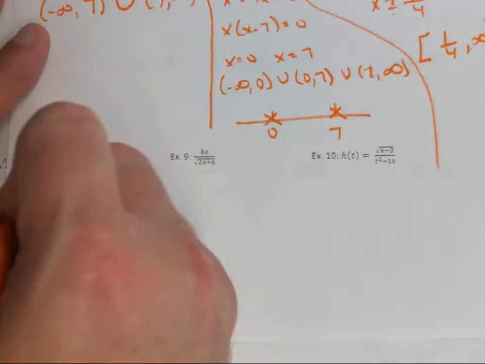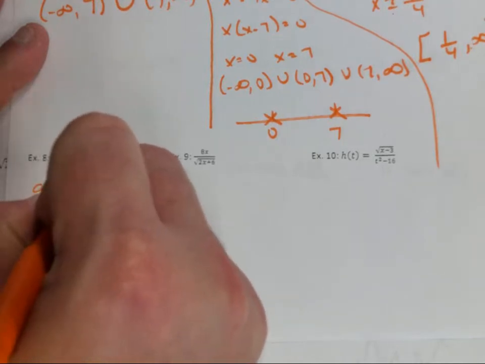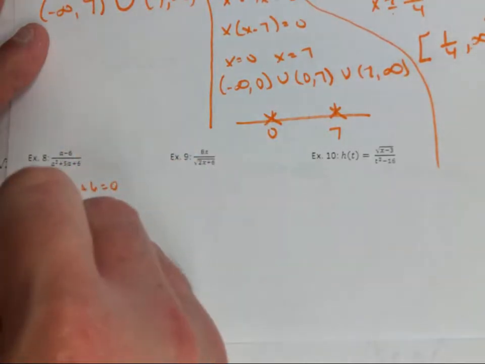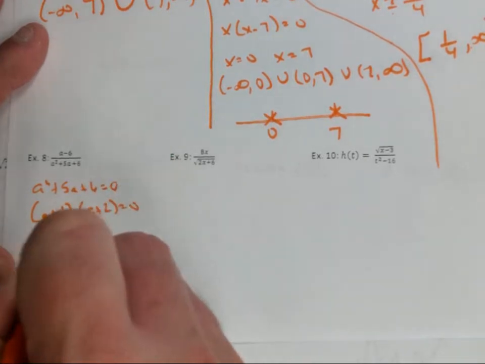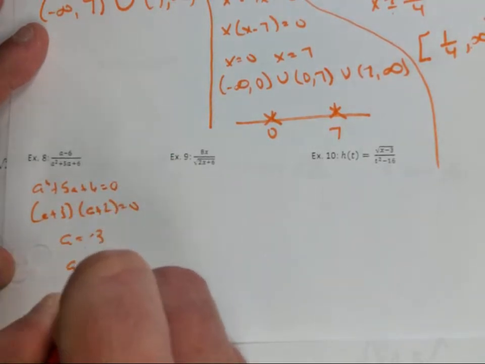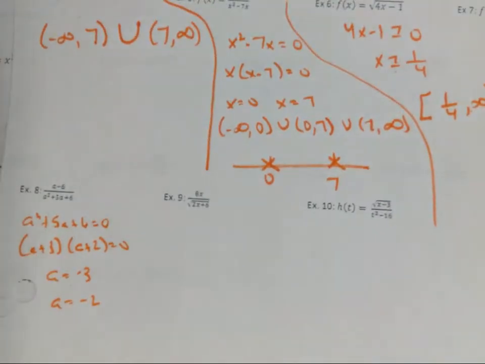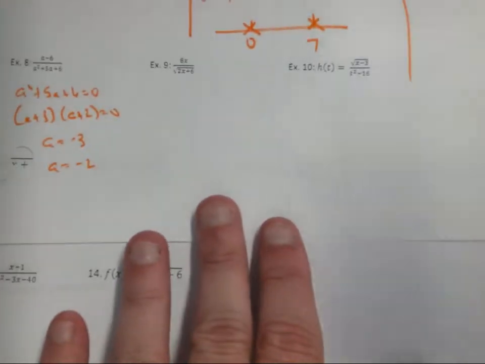Alright, so I'm going to set this equal to 0. Factor it. A plus 3 and A plus 2. So I got A equals -3 and A equals -2. If you're still having trouble with factoring, please come see me in 0 period.